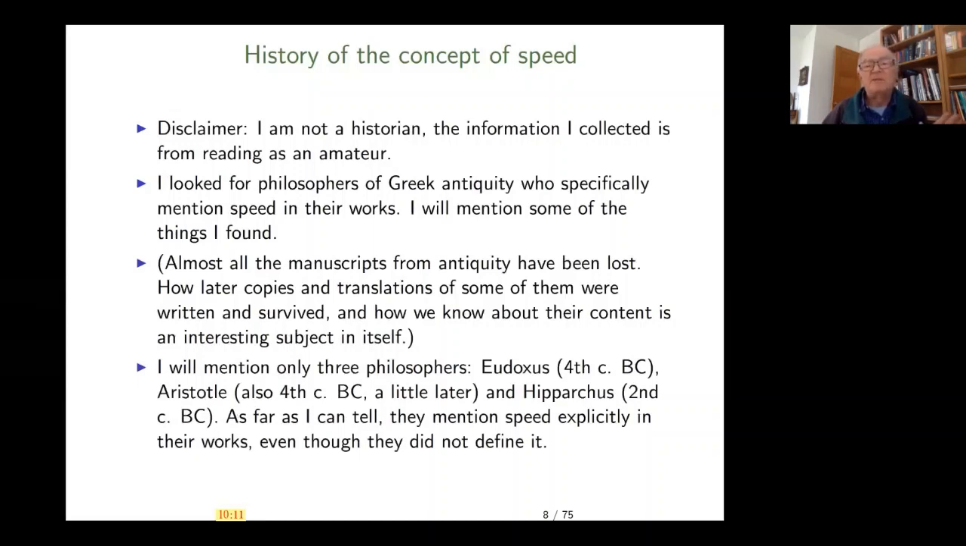So I have to say, I learned many of these things. I had a vague notion of things, but many of the details I learned as I was preparing these lectures. I don't know much of history, but I looked up as much as I could on the internet, in books and web pages, and I found that there were several scientists, philosophers they were called. Everybody who was doing any science was a philosopher. And I found 3 people worth mentioning: Eudoxus, Aristotle, and Hipparchus. And they mention speed explicitly, even though they did not define it.